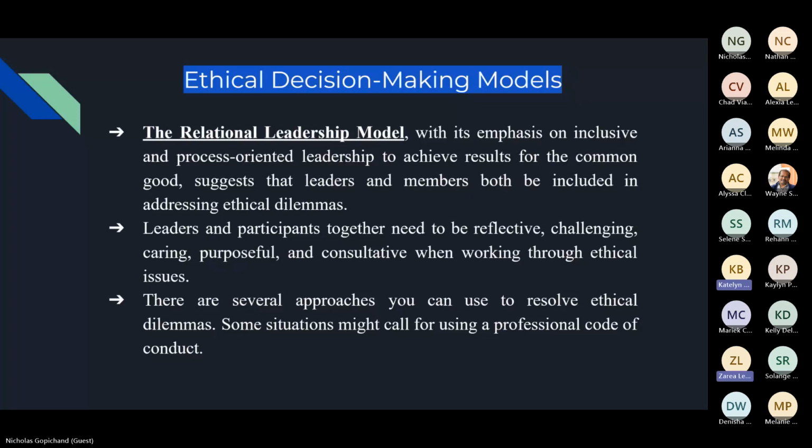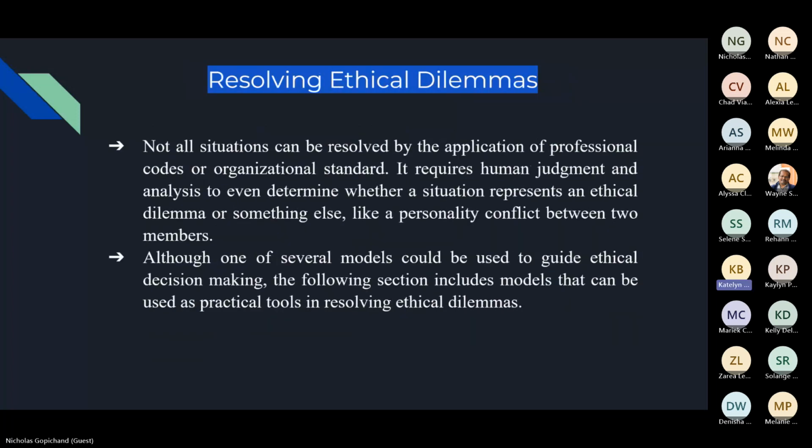There are several approaches you can use to resolve ethical dilemmas. Some situations might call for using a professional code of conduct. However, not all situations can be resolved by the application of professional codes or organizational standards. It requires human judgment and analysis to even determine whether the situation represents an ethical dilemma or if it's just something else, like a personality conflict between two members.